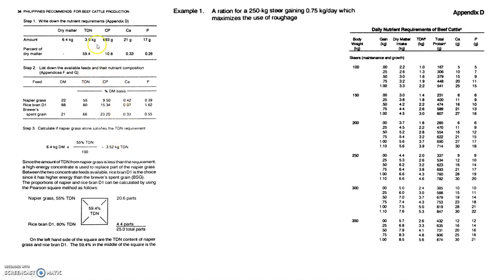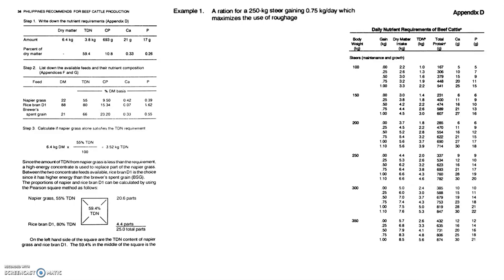In this case, ito yung amount na dapat na TDN ng hayop. But in the case of Napier, ang kaya lang niyang ibigay ay 3.52. Meaning, kulang. So, hindi sapat yung nutrient, yung TDN ng Napier dun sa daily requirement ng ating steer.